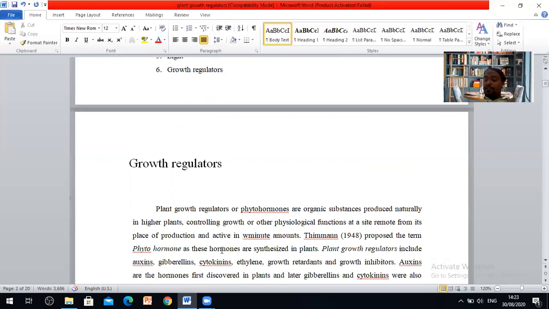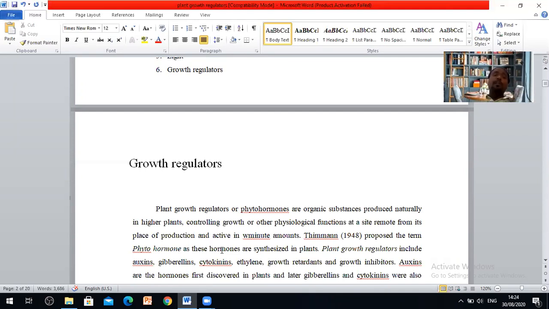Okay, these growth regulators or growth hormones are organic substances which are produced in very minute quantities in the plant. These are also required in very minute quantities in the plant, and these are produced at one site of the plant, and then these are transported to different parts of the plant. Here, they are very effective for maintaining the growth of the plant, isn't it?